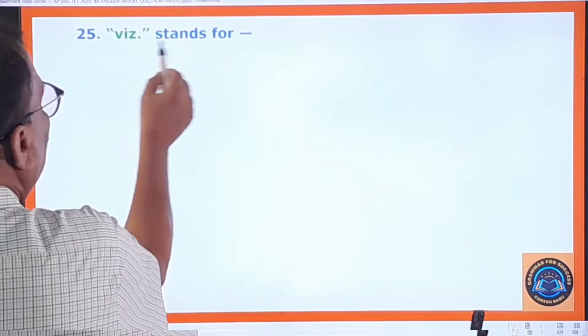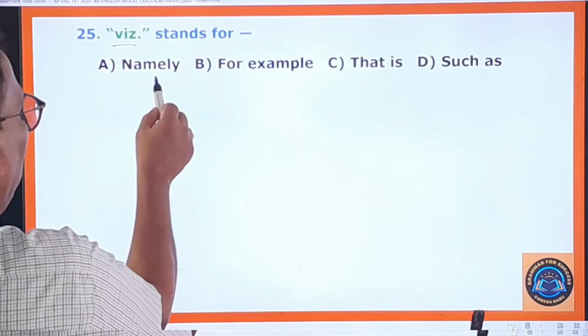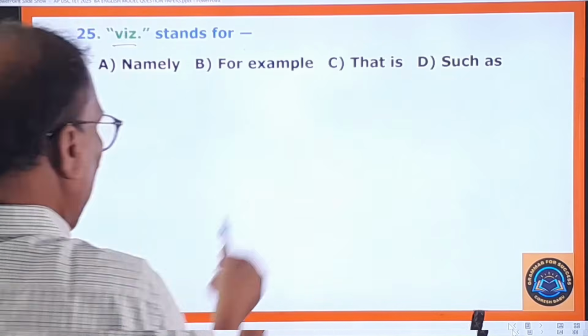25th question. Viz stands for. What does this viz stand for? Here you pay attention. Namely, for example, that is, such as. Okay.